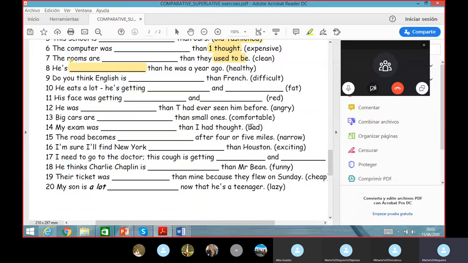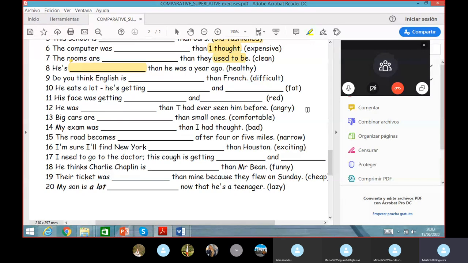Ten. He eats a lot. He's getting fatter and fatter. En español decimos, se está poniendo más y más gordo. Decimos más y más, es lo que repetimos, ¿no? Pero en inglés repetimos el adjetivo, repetimos el fat en forma comparativa, ¿vale? Entonces decimos, he eats a lot. He's getting fatter and fatter. ¿Ok?